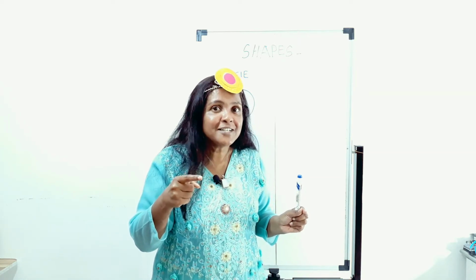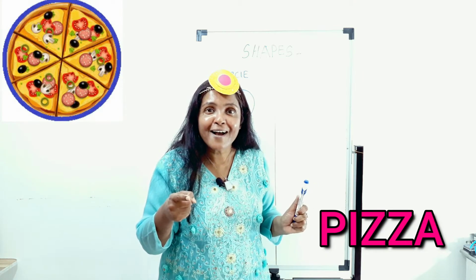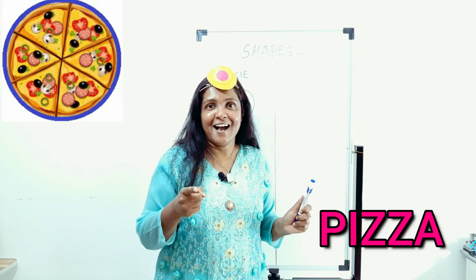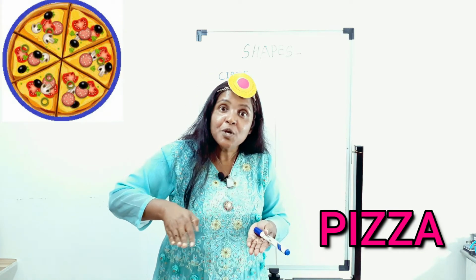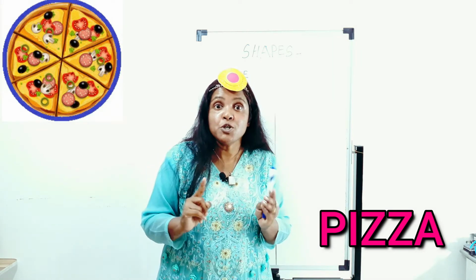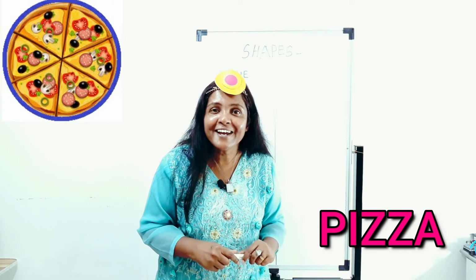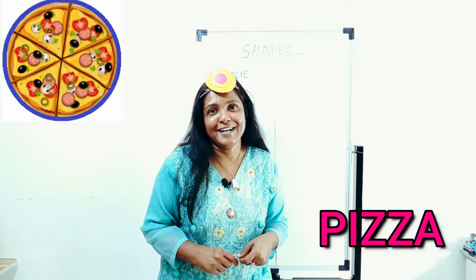Number 1, pizza. Do you like to eat pizza? I too like to eat pizza. Pizza is a round, flat food. It's an Italian food. But don't eat too much pizza. Why? It's an unhealthy food. Okay?